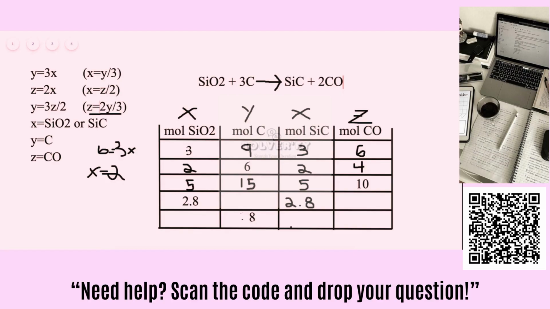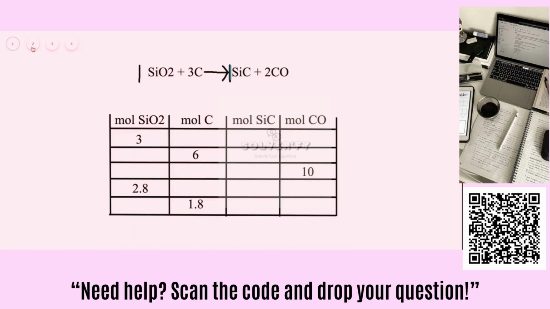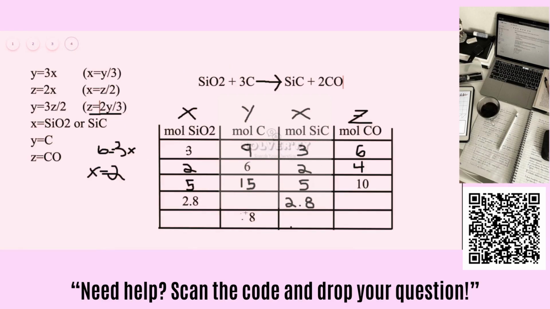Okay, here they've thrown in some decimals. Here they give us X, in this case SiO2, as 2.8. So to find Y, we will take 3 times 2.8, plug it into a calculator, and you get 8.4. And for Z, you can just do 2 times 2.8, plug that into a calculator, and you get 5.6.